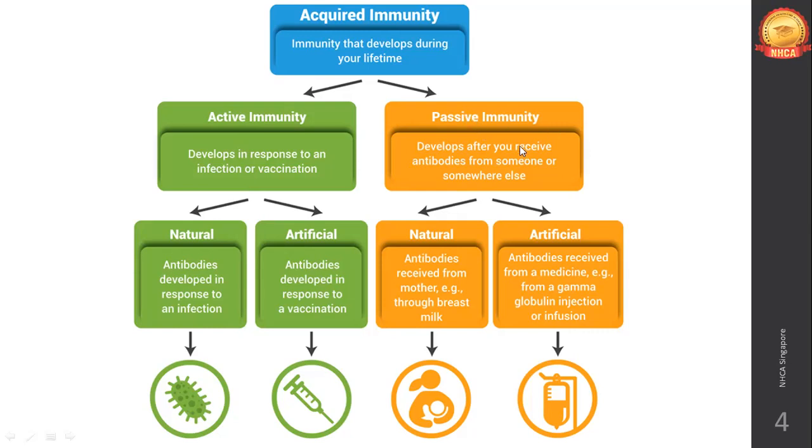Passive immunity, by the name itself, it is passed on to you. How is it passed on to you? Through the mother's breast milk. When a newborn child doesn't have acquired immunity, the only immunity the child gets is through the immunoglobulins from the mother's breast milk. So the natural is antibodies received from the mother through breast milk.